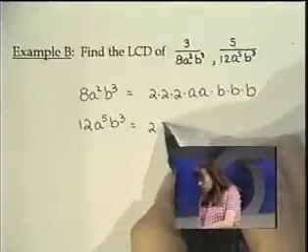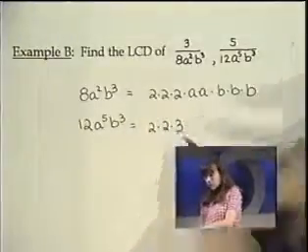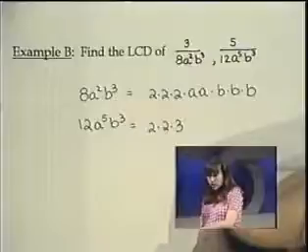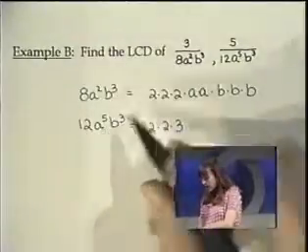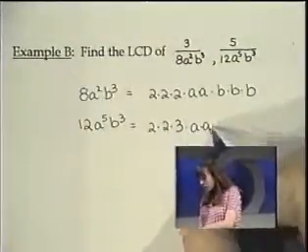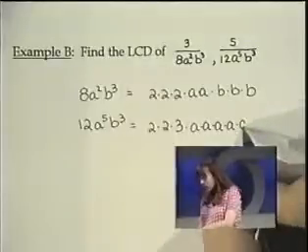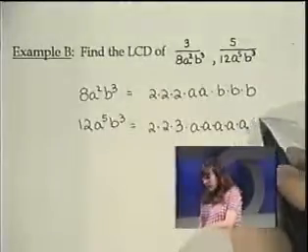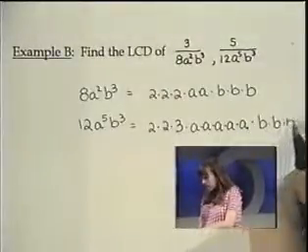12 is 2 times 2 times 3, right? 4 times 3. And then you have 5 a's: 1, 2, 3, 4, 5 a's. And 3 b's again.